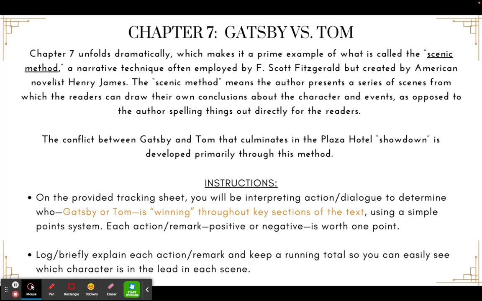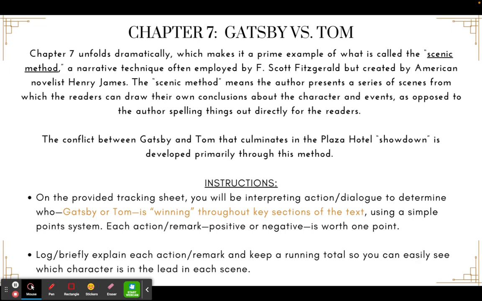So, in the conversation in the scene that we are reading and seeing for chapter 7, there's a lot of information that is revealed, a lot of dialogue that is exchanged, and the way that it's written is for you to kind of interpret who is in the right, who is in the wrong, that kind of thing. So the conflict between Gatsby and Tom that culminates in the Plaza Hotel, the showdown as they call it, is developed primarily through this method.